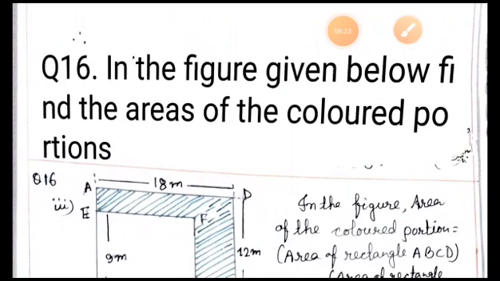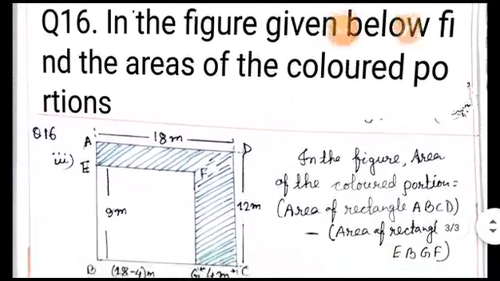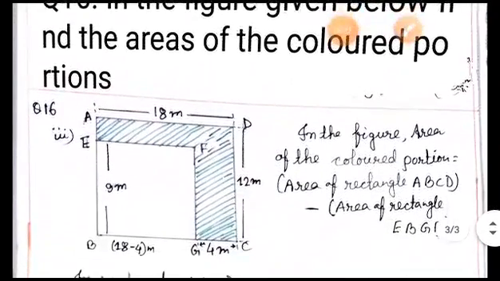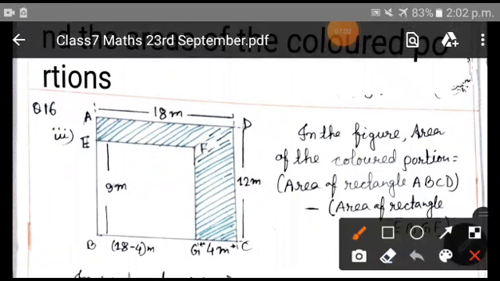In the figure given below, find the areas of the colored portions. Now children, here you can see that one rectangle is present inside another rectangle. So for finding out the area of the shaded portion or the colored portion, what you will do? You will at first need to calculate the area of the whole figure ABCD, then after that subtract the area of rectangle BGFE from it. Then only you will get the area of the shaded parts.